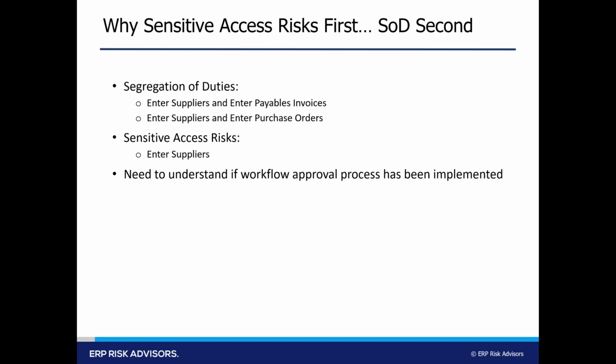If I'm thinking about what's happening through the user interface itself, the UI, the fact of the matter is there are import processes for enter suppliers and there are import processes for enter payables invoices, both of which bypass the workflow approval process. So you can make an argument you should be looking at access controls in two different buckets: those that are potentially subject to workflow, and those that are definitely not subject to workflow.